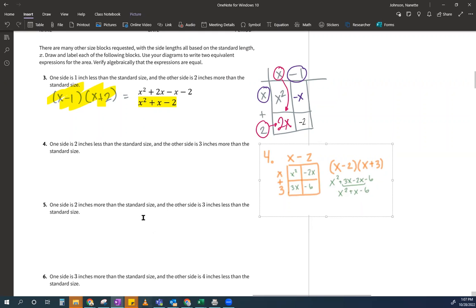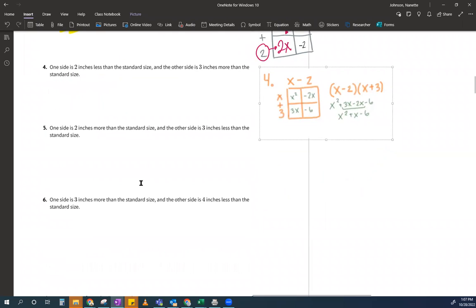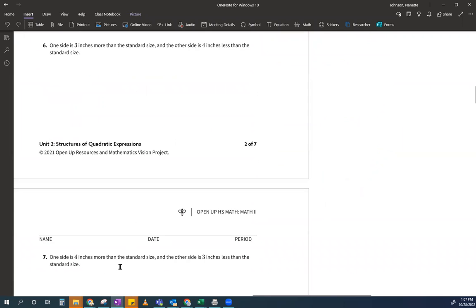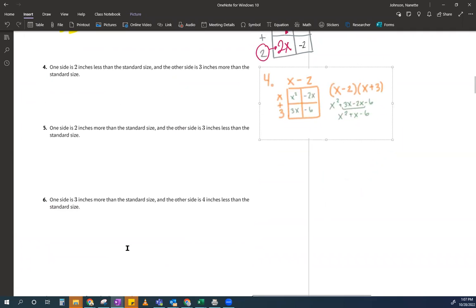So now I want you to try number 5 and number 6 and number 7. Number 5, 6, and 7, so we can check all those, okay? So move on to 5, 6, and 7. I'm going to pause, you should too, and come back when you're ready to check.